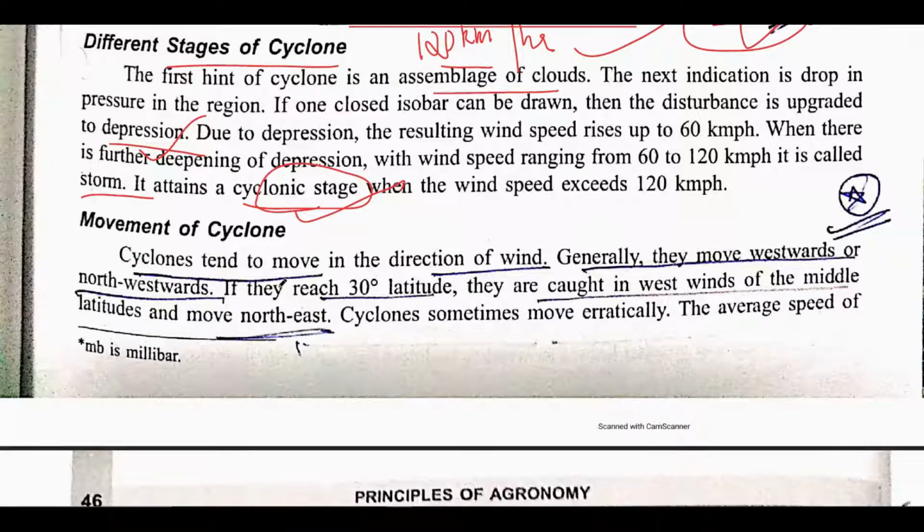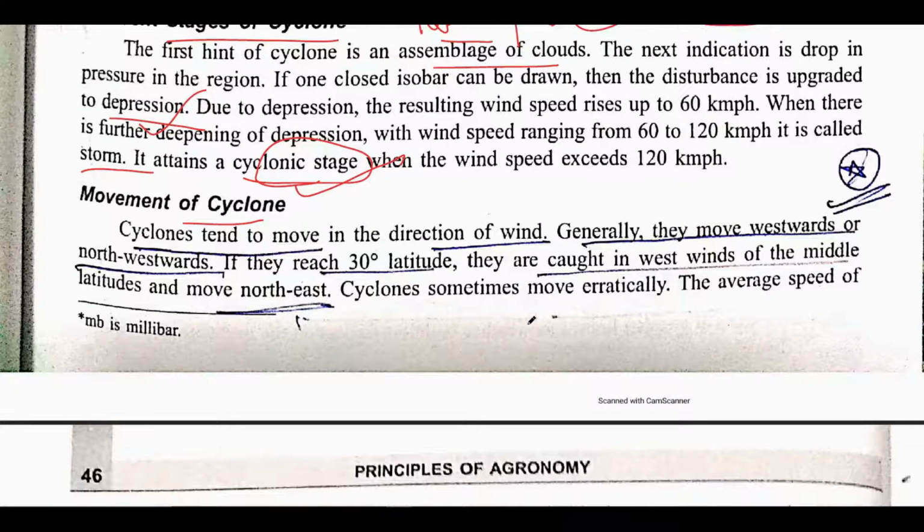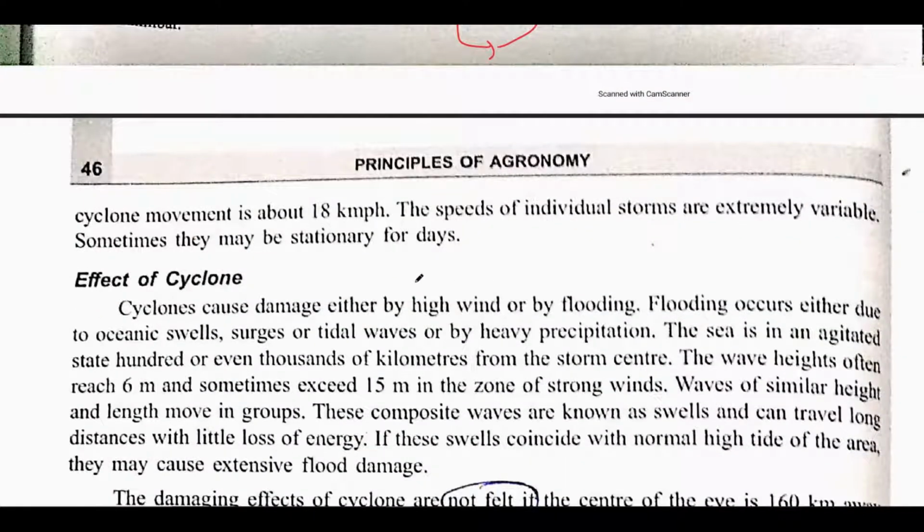Now the movement of a cyclone. See, how does the movement of a cyclone occur? This is written that in the northern hemisphere it moves in an anti-clockwise manner. So basically the conclusion of all these three lines is that it moves in an anti-clockwise manner. The important part is that the speed is 18 kilometers per hour.